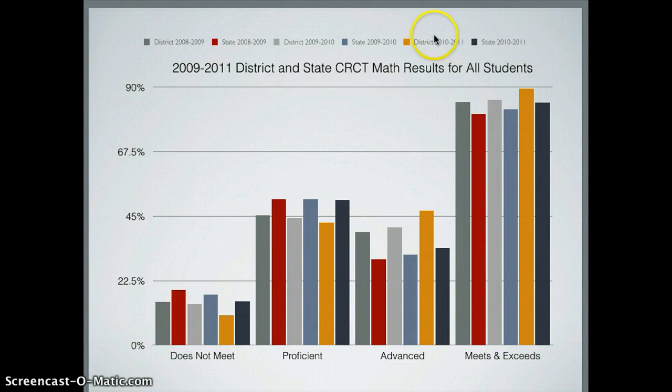And the last one is 2010 to 2011. The district is gold and the state is charcoal. Here does not meet in the district. We have less students that do not meet in comparison to the state. We have less students that are proficient in comparison to the state. We have more students who are advanced in comparison to the state, and we have more students who are meeting and exceeding in comparison to the state. So overall, our district seems to be doing pretty well.